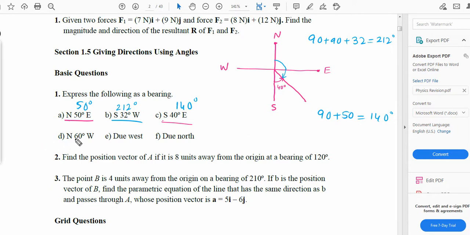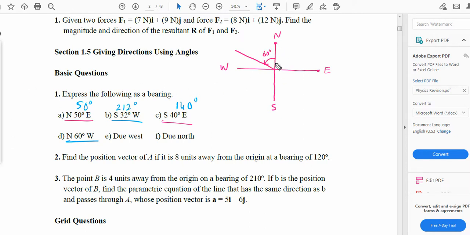Now let's try the next one. So this says north 60° west. So what we do is we'll go at the north, and from the north we'll move 60° towards west. So 60° towards west, it will be somewhere here. From north we will move 60° towards west. Now let's find out the bearing from this figure.